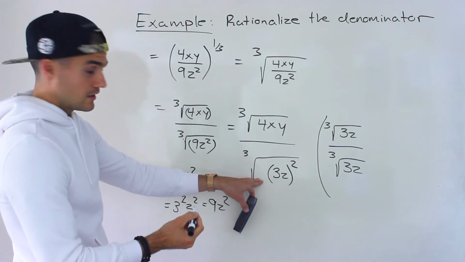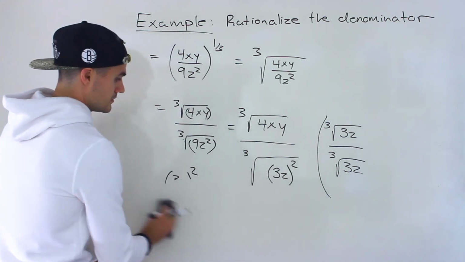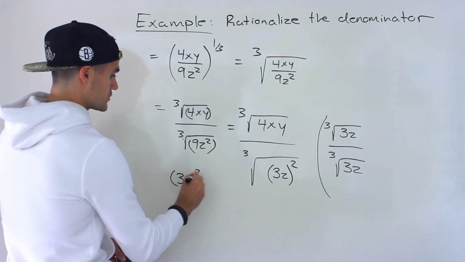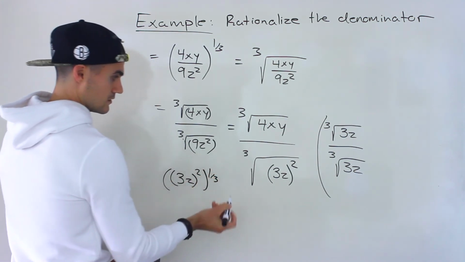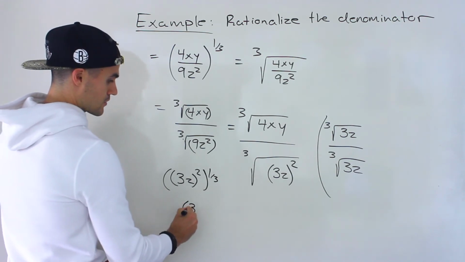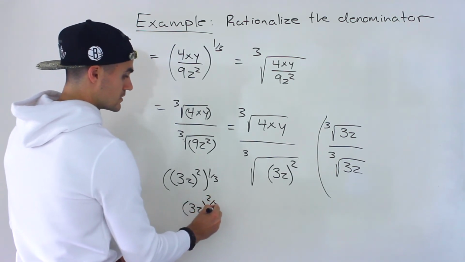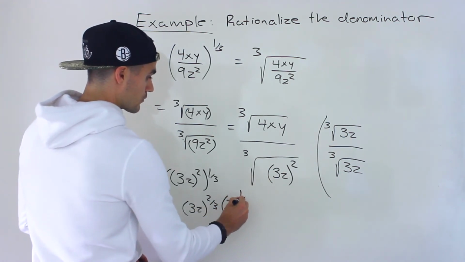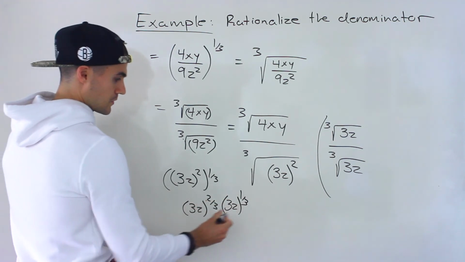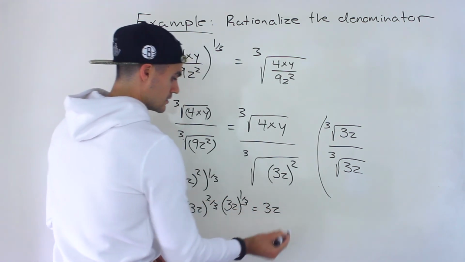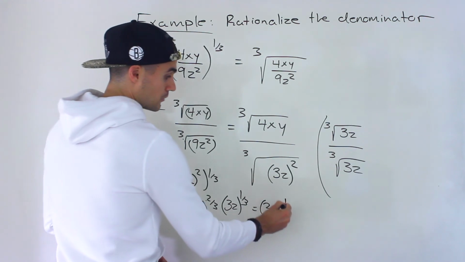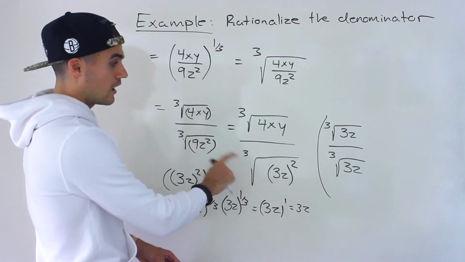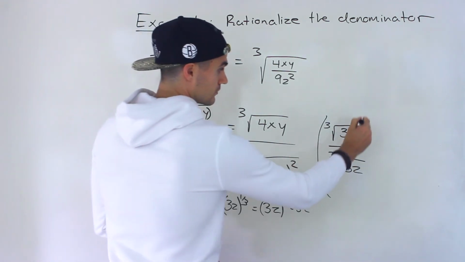Because this whole expression is like 3z to the power of 2 to the power of 1 over 3, which is like 3z to the power of 2 over 3. So we only have to multiply by 3z to the power of 1 over 3. Notice when we add these, we would end up with just 3z to the power of 1, which would just be 3z. And that would get rid of that radical.